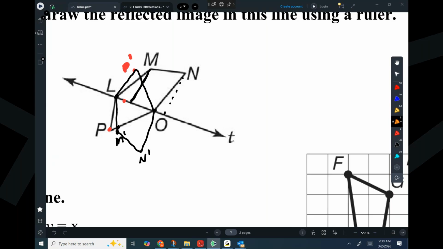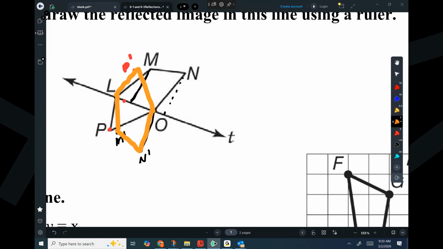I might change my color. Like this. Does that look reasonable? Why do I feel like that's off? No, I guess it's okay. All right, something like that.